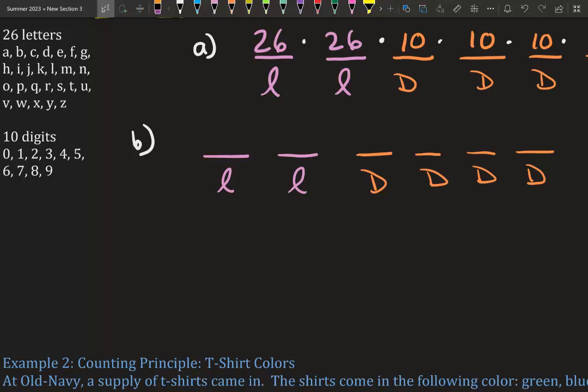So let's say, now please don't mark up your paper. If you have a tablet, you can do this, but I can erase, so don't mark up your paper when I do this. Let's say for our first letter, we don't have any picked yet. That means we have 26 to pick from. Let's say we chose the letter Z. Because repetition is not allowed, I can't pick that letter ever again. That means there's 25 letters to pick from.